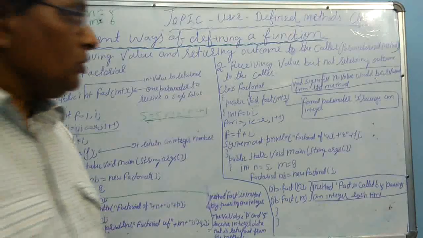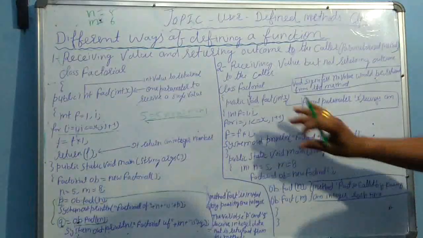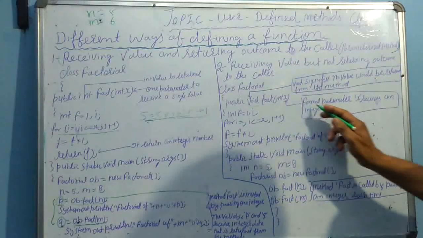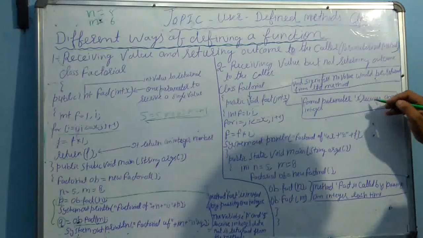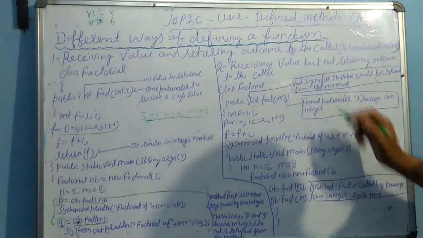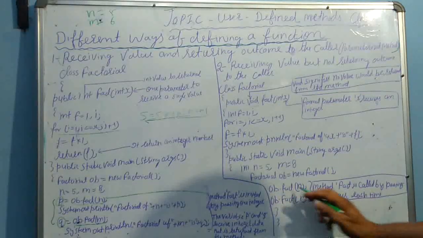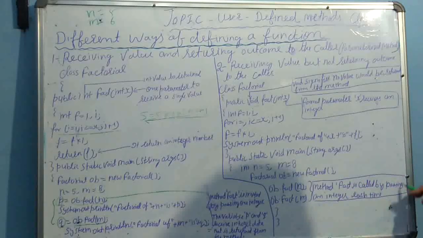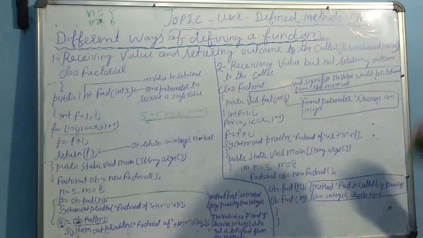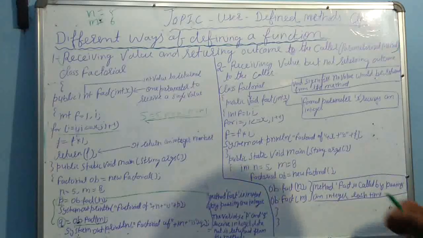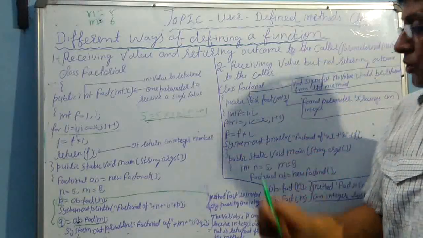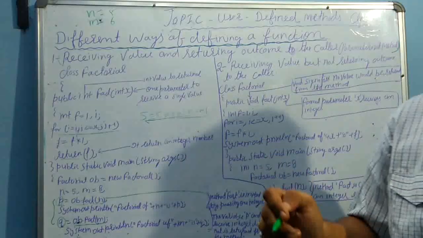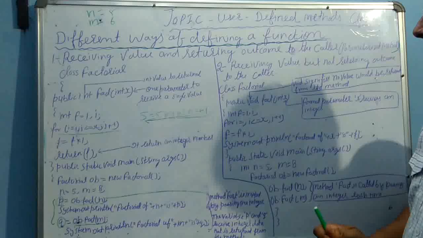So you see very carefully. Only some differences I will explain here. This part is called the formal parameter x of integer type, and this part is called ob fact, and method fact is called by passing an integer each time.